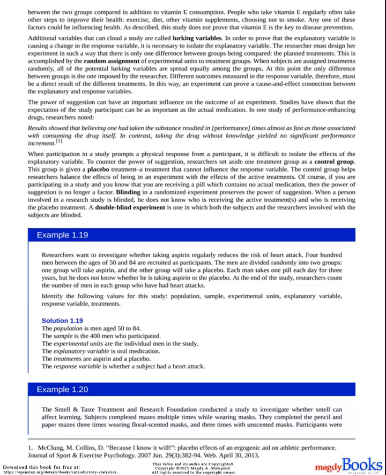Solution 1.19. The population is men aged 50 to 84. The sample is the 400 men who participated. The experimental units are the individual men in the study. The explanatory variable is oral medication. The treatments are aspirin and a placebo. The response variable is whether a subject had a heart attack. Example 1.20.